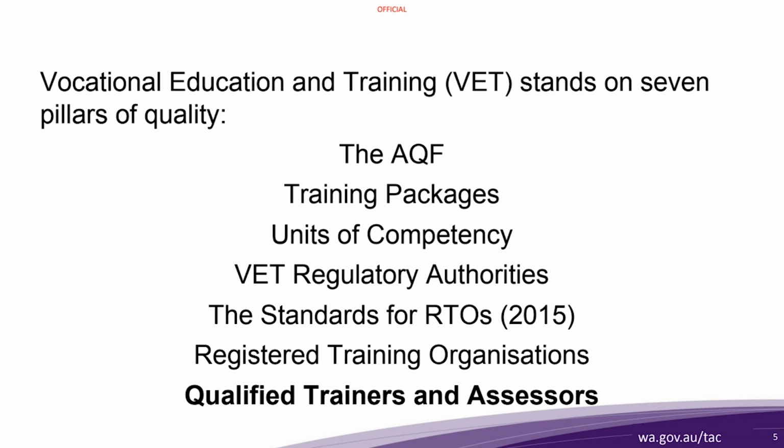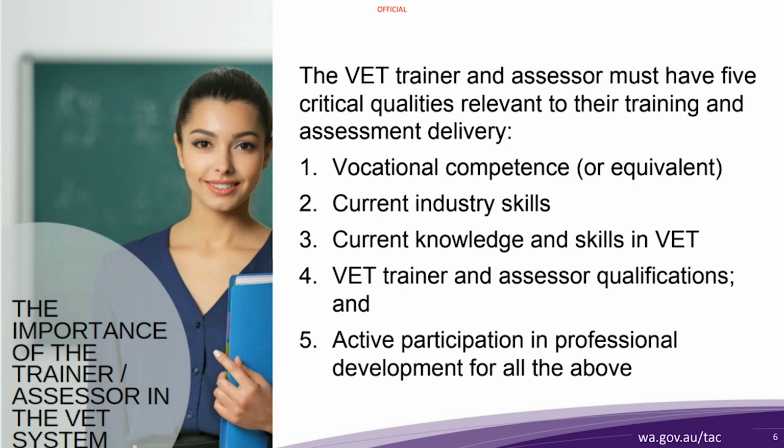When we look at the qualification requirements for trainers and assessors, we find those in the standards for RTOs, clauses 113, 114, 115, and 116. Clause 113 is in three parts, and it talks about vocational competence. It doesn't say you have to have the unit of competency. It says you have to have the vocational competence. That's kind of a let out because it basically says equivalent competence will be acceptable. That is, you need to have the skills and knowledge that you're teaching. The second item says that you need to have current industry skills.